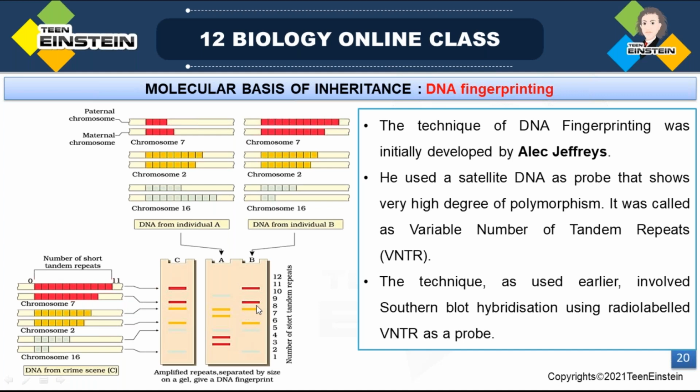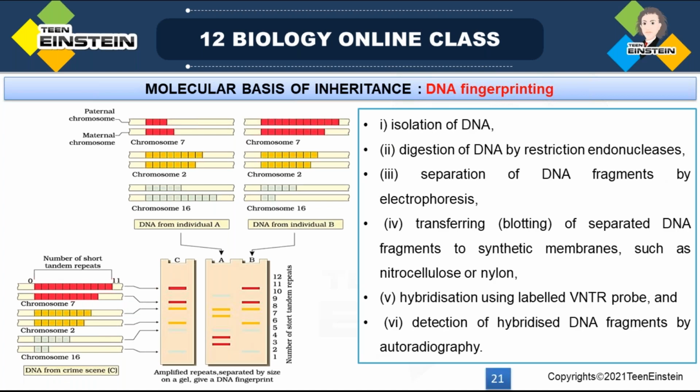It shows the percentage of matching level. It is with B. Okay, the DNA from individual B. So like that, we are concluding the parental issues. Okay, so isolation of DNA is done.